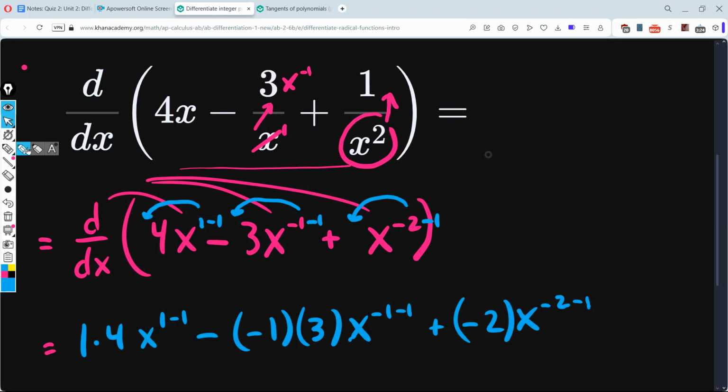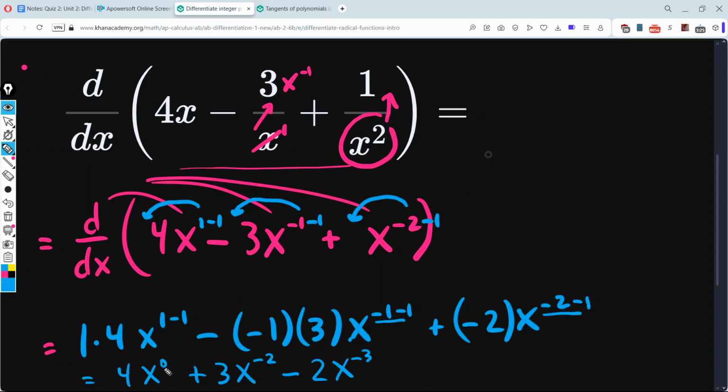And cleaning this up, hope I have enough room. 1 times 4 is just 4. x to the 1 minus 1 is x to the 0. 2 negatives in a row make it positive. 1 times 3 is 3. x to the negative 1 minus 1 is going to be x to the negative 2. And here we have plus negative 2, so it's going to be a negative 2. x to the negative 2 minus 1 is going to be x to the negative 3.